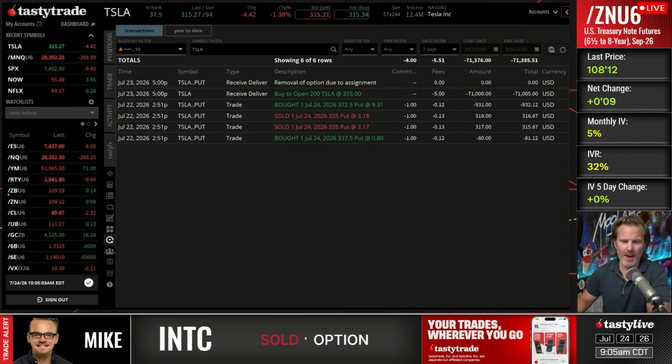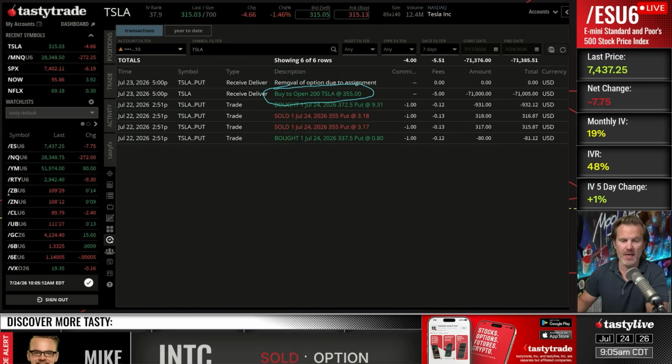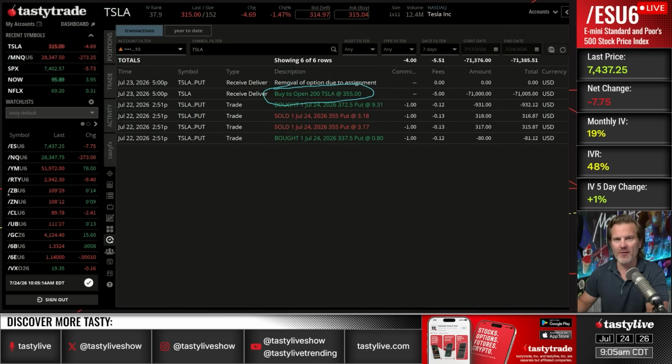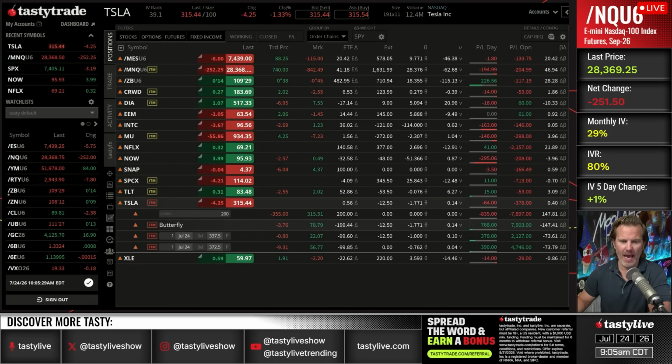So if you take a look at what happened here with Tesla, we got assigned at the 355 strike. We bought our shares of Tesla at 355. Obviously you can see that's going to eat up a significant chunk of buying power. It's absorbing a lot of our capital, and it's not really going to allow us to do too many other things. What I want to do here is take a look at the situation before we do anything. So we got the shares at 355.